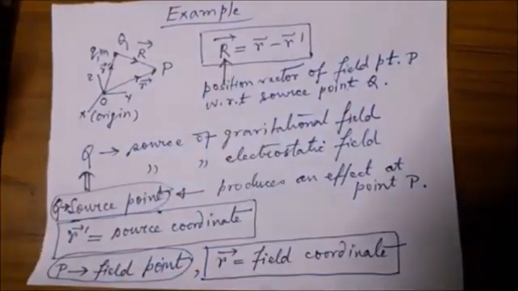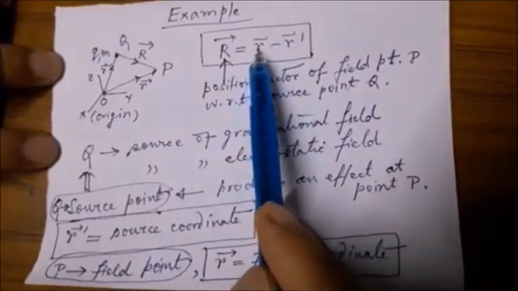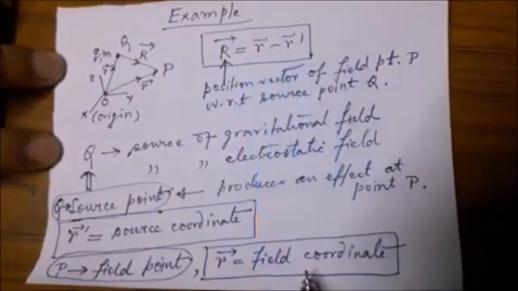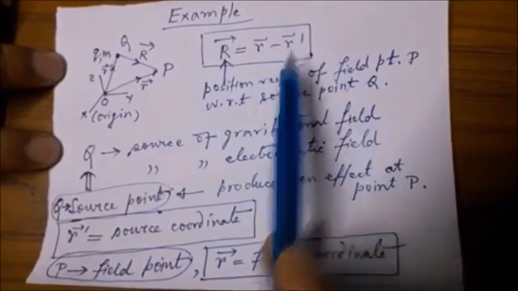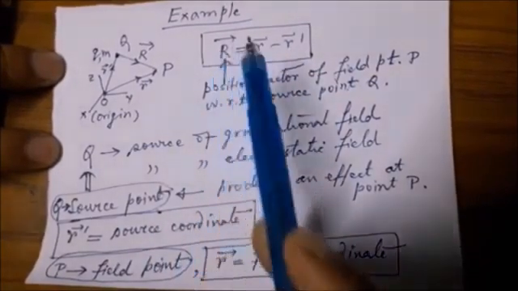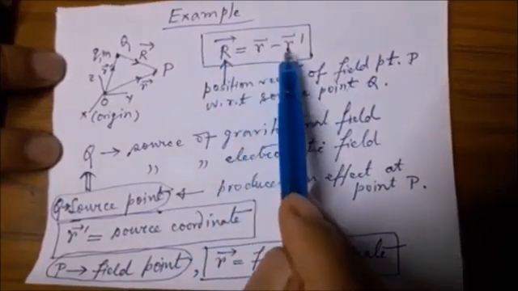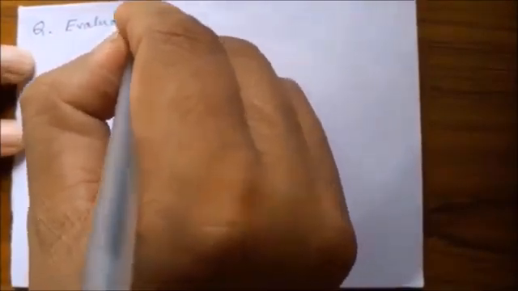So let us make a gist. Vector r is the field coordinate, vector r prime is the source coordinate, and vector capital R is the position vector of the field with respect to the source. Let us evaluate capital vector R in terms of Cartesian coordinates.